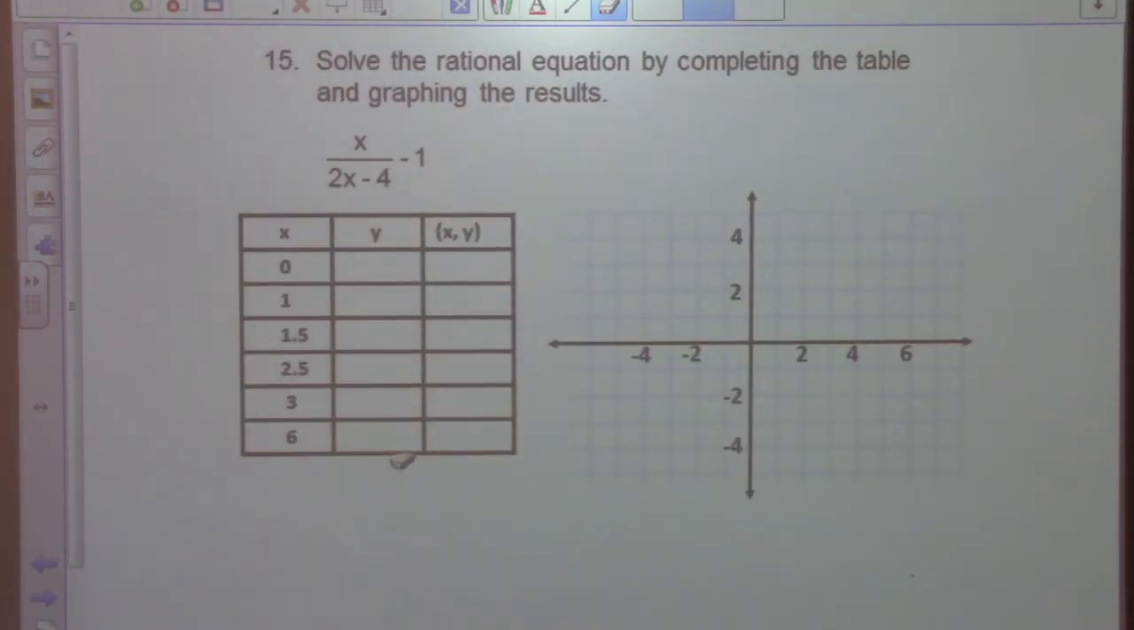At number 15, like all these problems in the review, I really took from the actual test and just kind of changed things up a little bit. And they said solve the rational equation by completing the table and graphing the results. Well, what's wrong with this problem? There's something that's wrong with it.